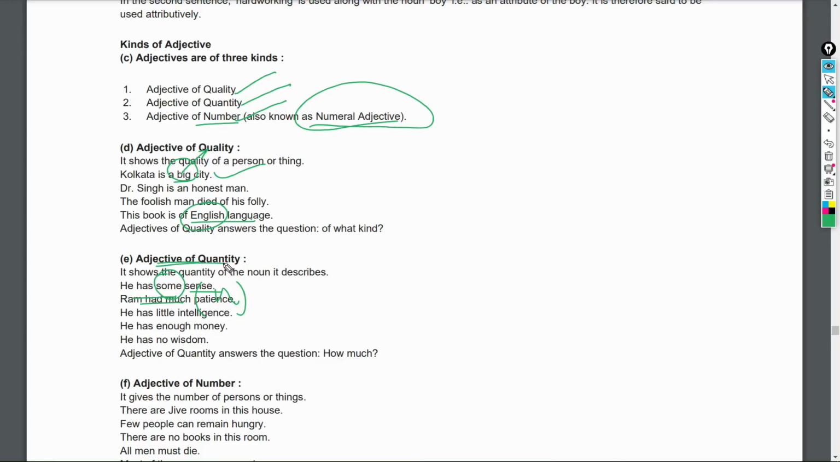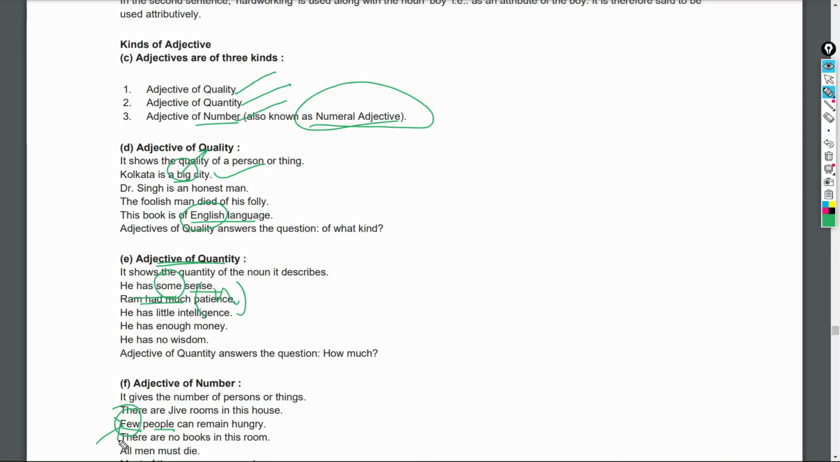Adjective of number. It gives the number of persons or things. Few people can remain hungry. So now see, people is the noun, few is the number. It actually tells or fixes the number. Therefore, this is the adjective, and as it tells about the number, therefore this is adjective of number.